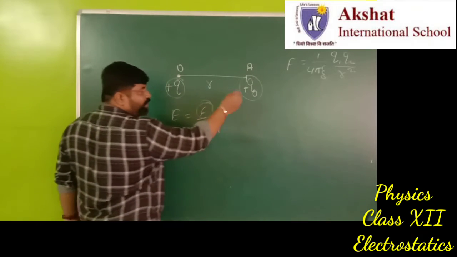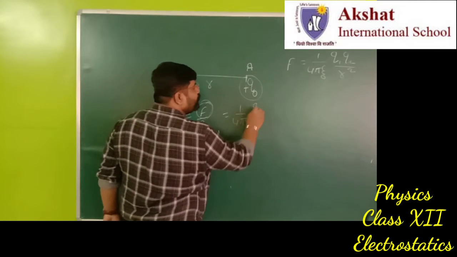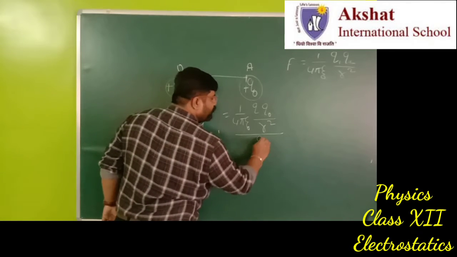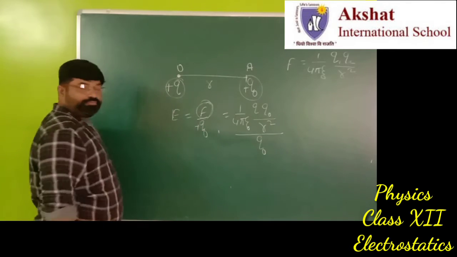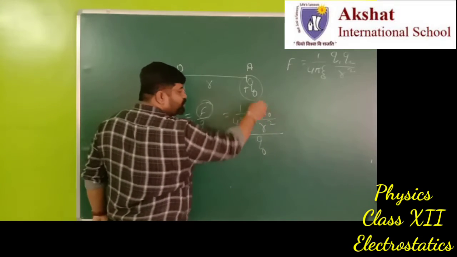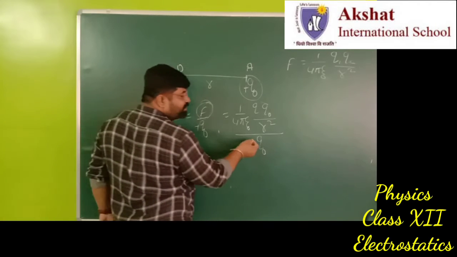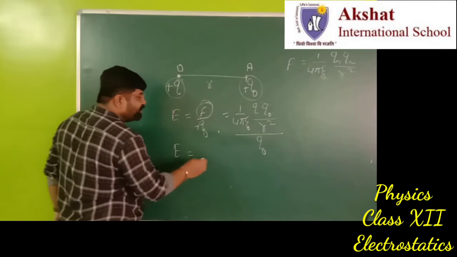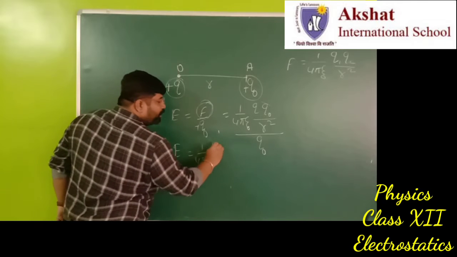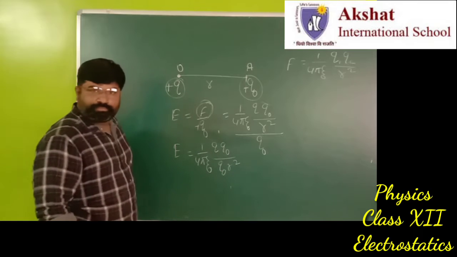So I'll put the value here. It is 1 upon 4 pi epsilon naught q q naught upon r square, whole upon q naught. This is the value of force and this is the charge, so force per unit charge. Now from here, simple math I am going to do: 1 upon 4 pi epsilon naught q q naught upon q naught r square.